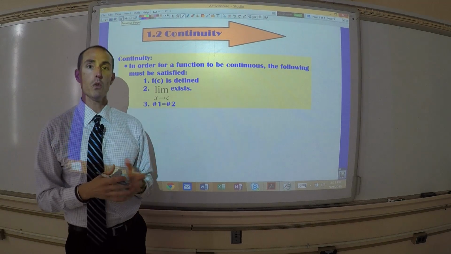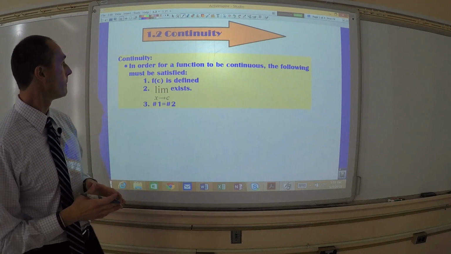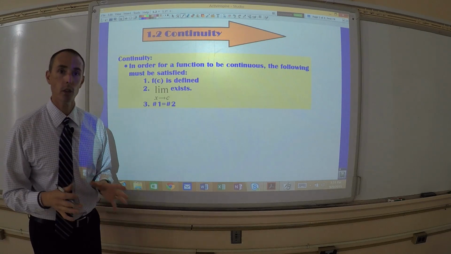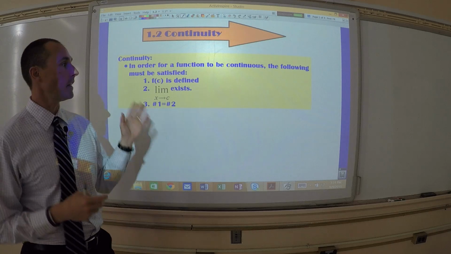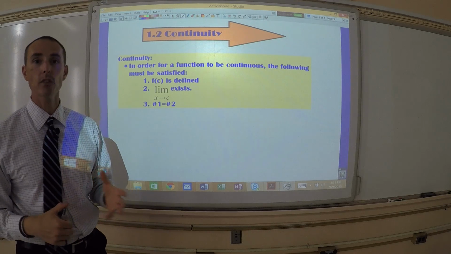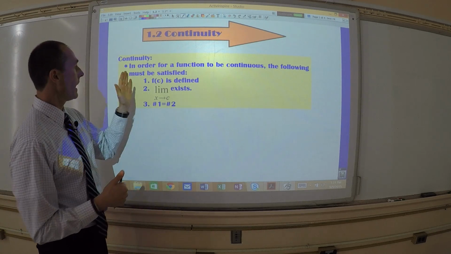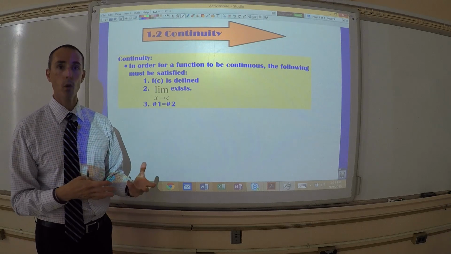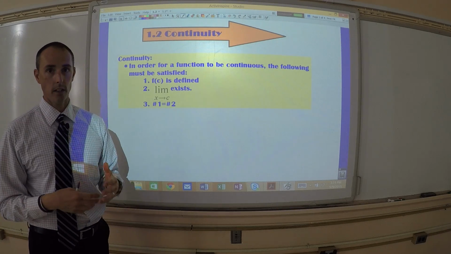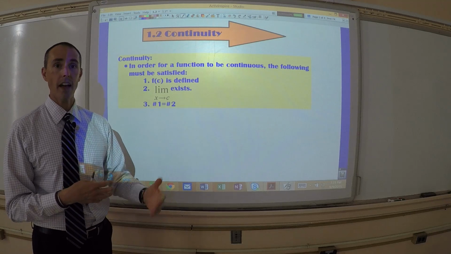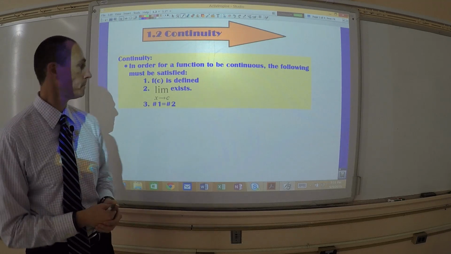Okay, here's a quick review of lesson 1.2, continuity. So in order for a function to be continuous, the big thing we have to remember is that there are three conditions that have to be satisfied. Condition number one, f of c, whatever the number in question is, has to be defined. We have to be able to get an answer when we evaluate the function at c.